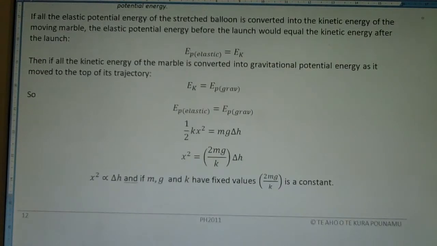So if we assume that the elastic potential energy of the stretched balloon converts into kinetic energy, and the kinetic energy converts into gravitational potential energy of the marble, then all of the elastic potential energy is turning into gravitational energy. So half kx squared is mg delta h.